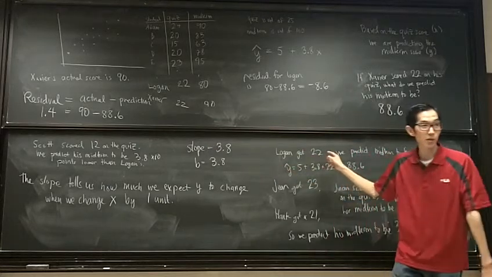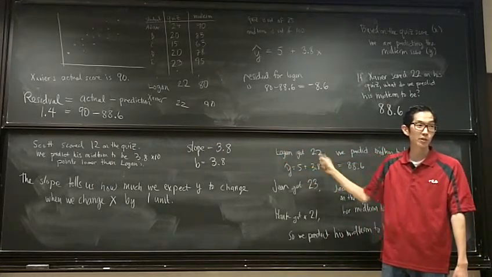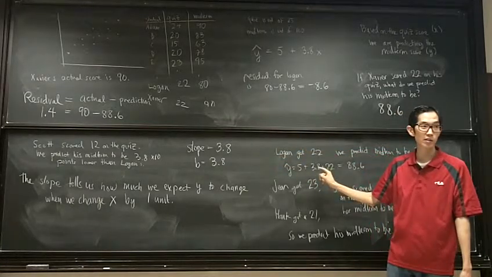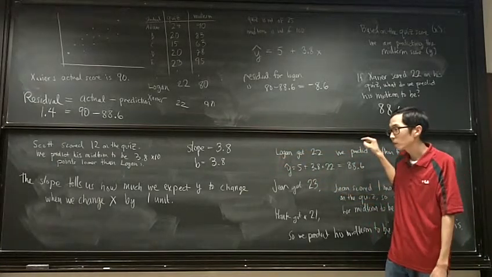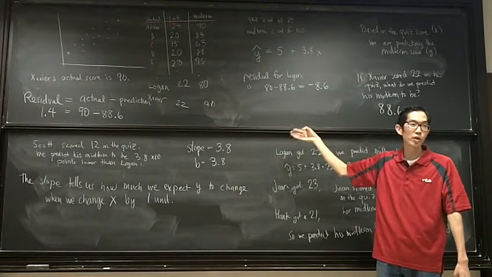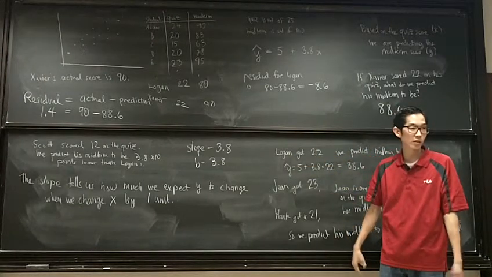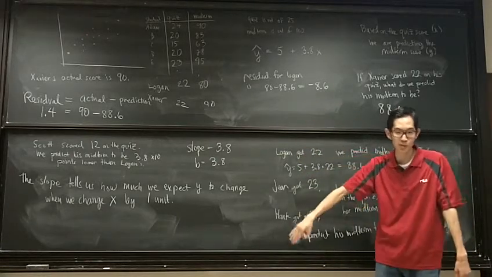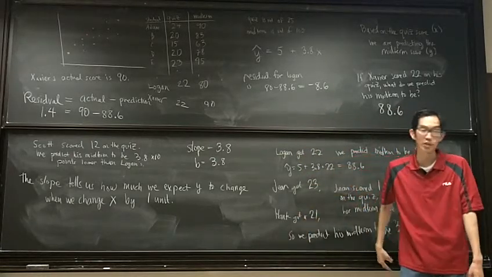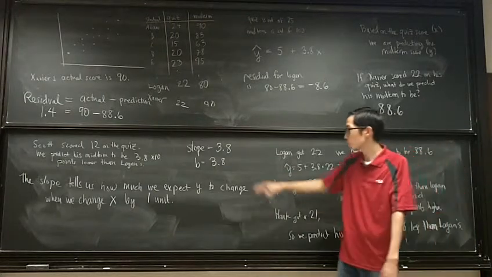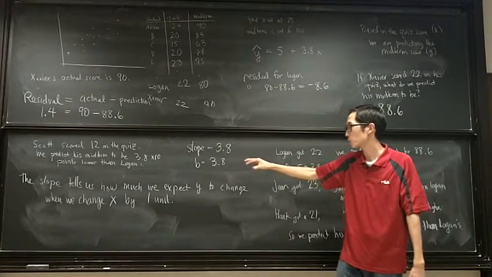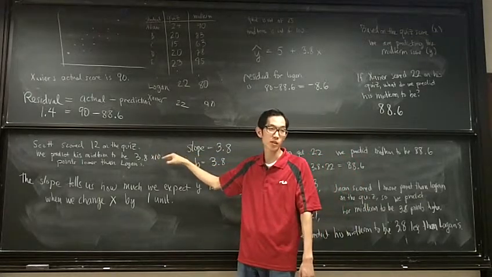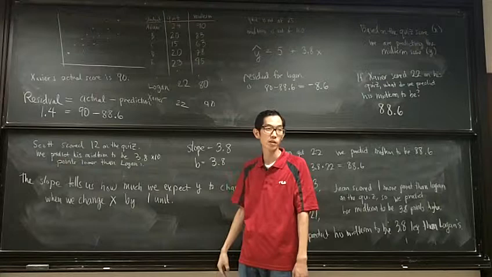Logan scored 22. How much lower is Scott's quiz score than Logan's? Scott's quiz is 10 points lower than Logan's, okay? So we're predicting Scott's midterm score also to be lower than Logan's, because what we're seeing is a positive trend. If Scott's score is lower, we also expect his midterm score to be lower. Because the slope is 3.8, we're expecting Scott's midterm to be 3.8 times 10 lower than Logan's.